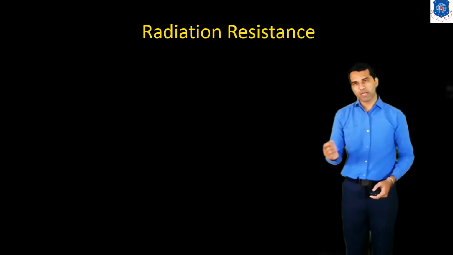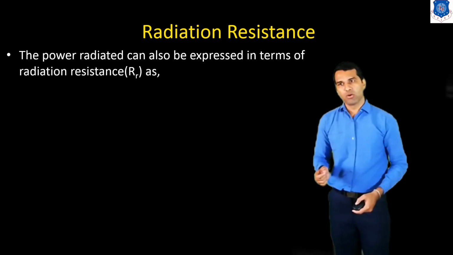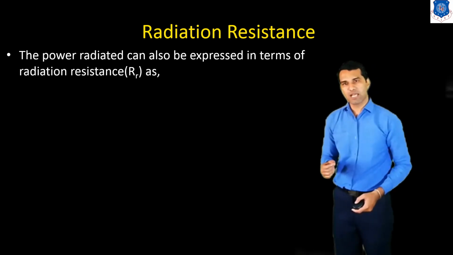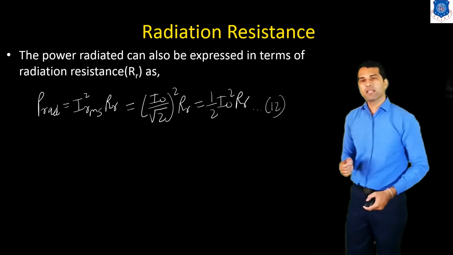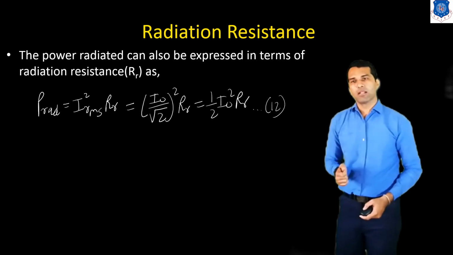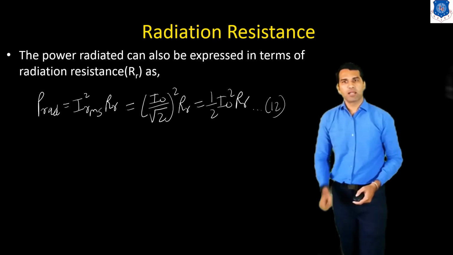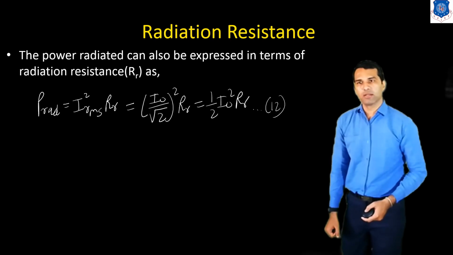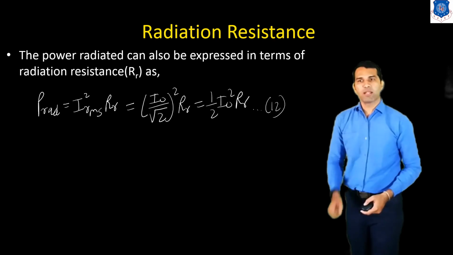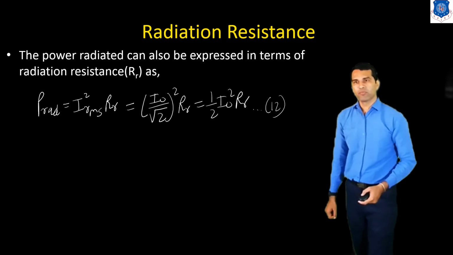Now, from the power radiated, the final step is to find the radiation resistance. The power radiated can also be expressed in terms of the radiation resistance RR. So the power radiated is equal to I rms square into RR, which is nothing but I square R. Here we have taken the RMS value of the current, so we write I0 upon root 2, squared, into RR. It's nothing but 1 by 2 I0 square into RR.